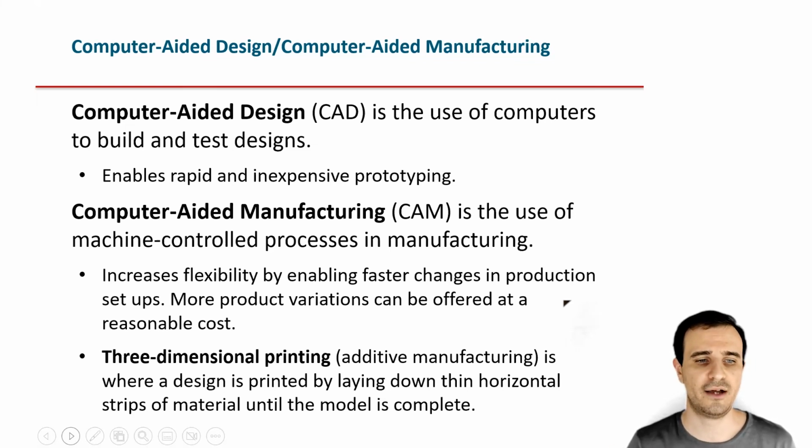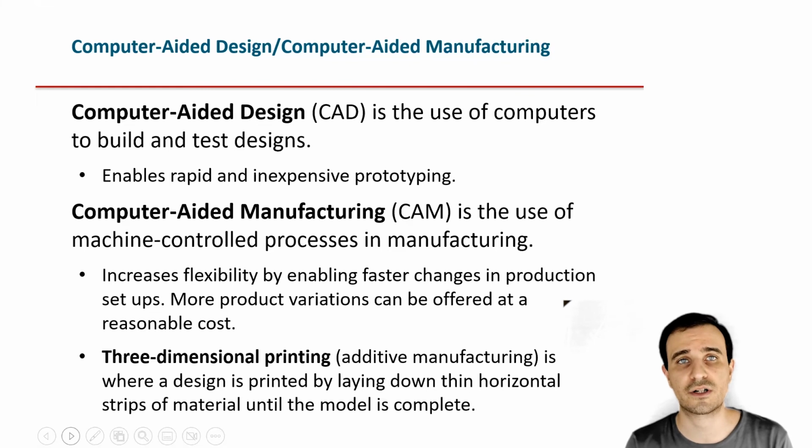Even more recently, we have computer-aided manufacturing. This is basically a type of manufacturing which will be enabled by computer. So you will control all the manufacturing machines with your computers. Also in this case, you increase flexibility, and you also increase the speed.